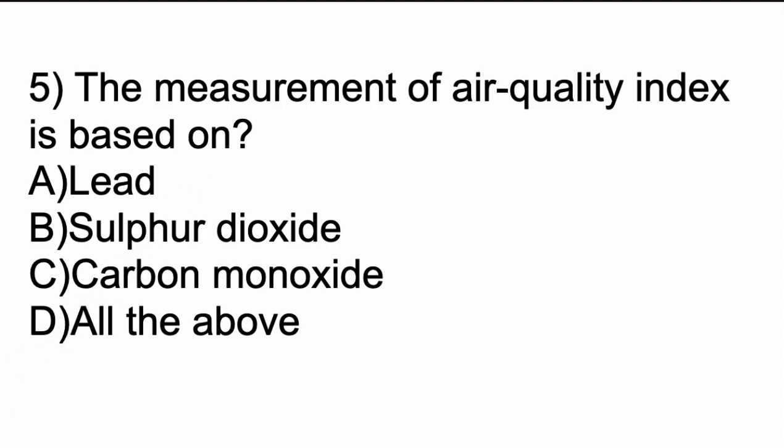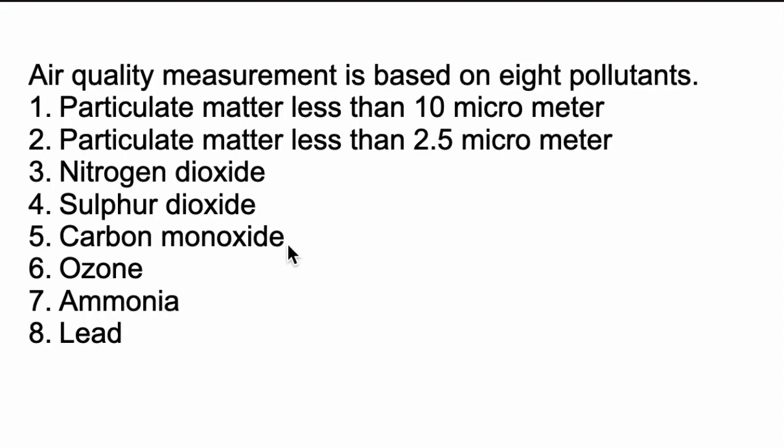So generally there are 8 components which are used for measuring the air quality. First is particulate matter less than 10 micrometer, that is PM10, and next is PM2.5, nitrogen dioxide, sulfur dioxide, carbon monoxide, ozone, ammonia, lead. So these are the 8 pollutants which are included in the measurement of air quality.